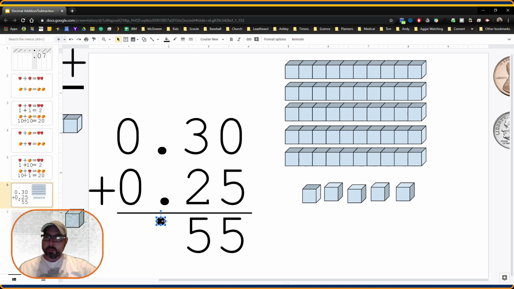I get my decimal point. You'll notice that my decimal points are lined up nicely. And I have 0 whole numbers. 0 plus 0 is going to be 0. So my answer is going to be 55 hundredths, and that does match the picture here.